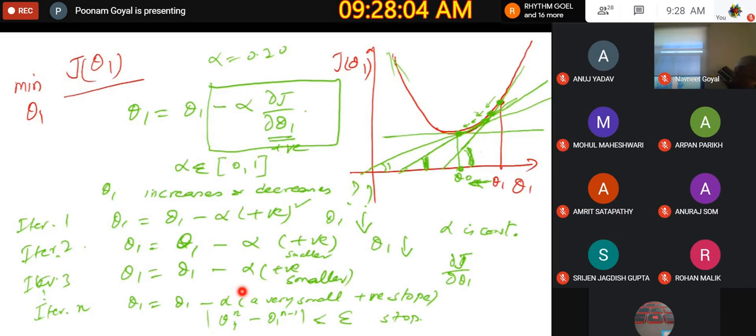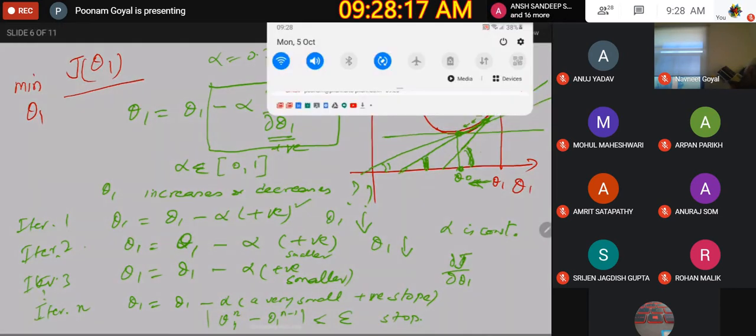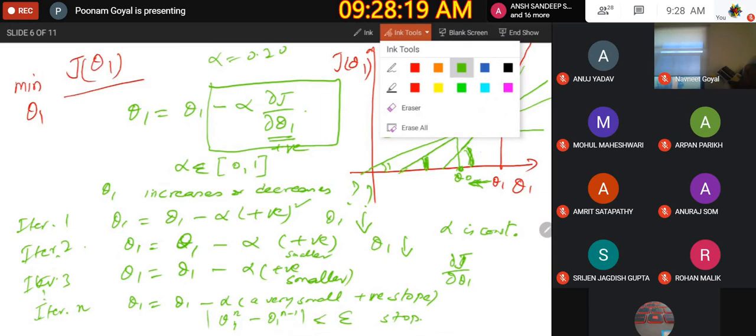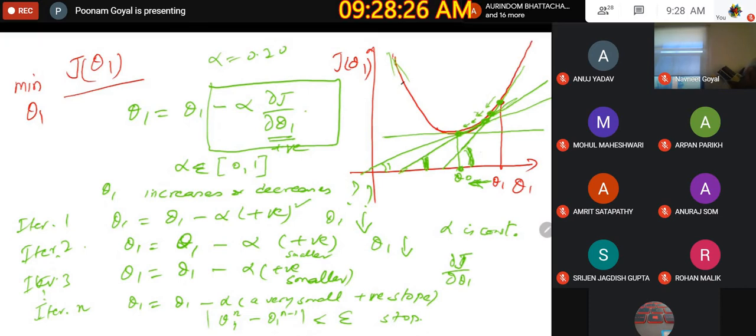Yes. Any questions? So now let me take the other case. Let me use the same figure, but a different color. Okay, let me use black now. Suppose my starting point is here, to the left of the solution.